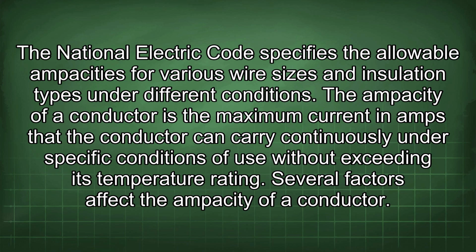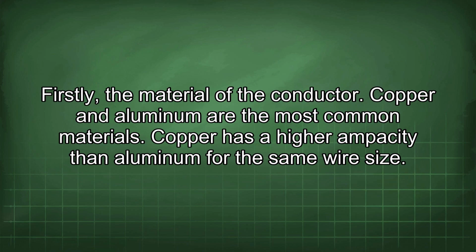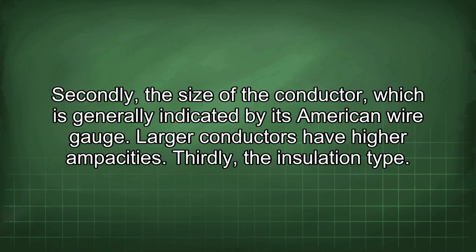The ampacity of a conductor is the maximum current in amps that the conductor can carry continuously under specific conditions of use without exceeding its temperature rating. Several factors affect the ampacity of a conductor. Firstly, the material of the conductor. Copper and aluminum are the most common materials. Copper has a higher ampacity than aluminum for the same wire size. Secondly, the size of the conductor, which is generally indicated by its American wire gauge. Larger conductors have higher ampacities.